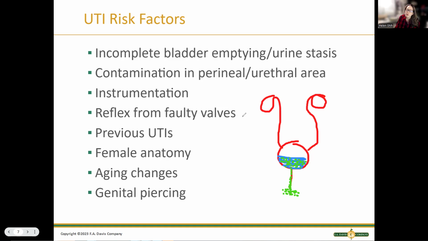Instrumentation refers to if they maybe recently had surgery or had insertion of a urinary catheter. A urinary catheter is always going to increase the risk of UTIs.